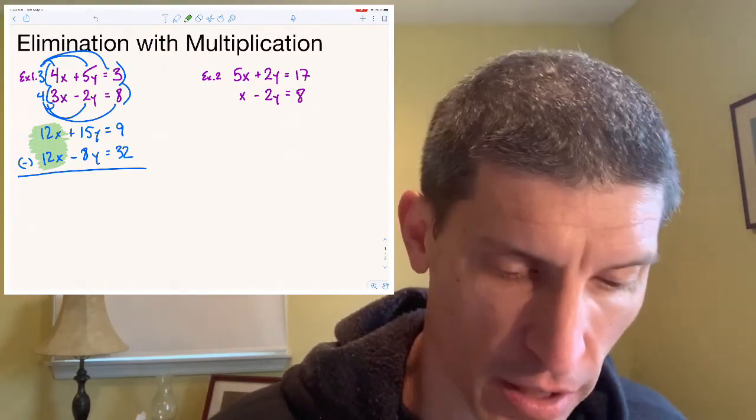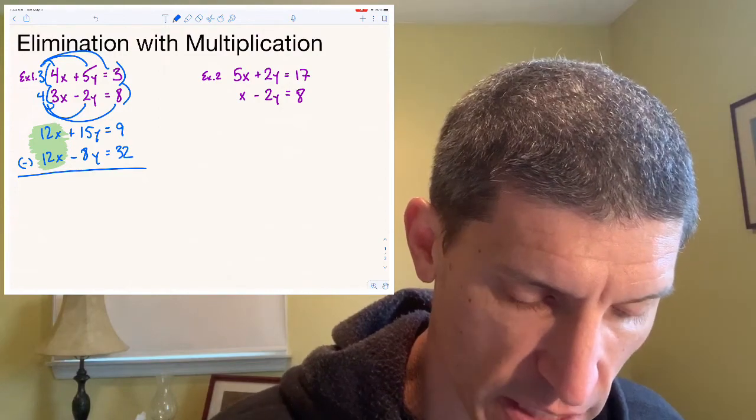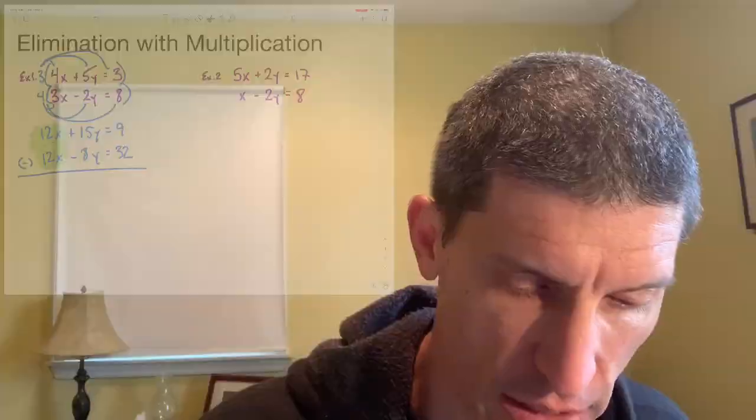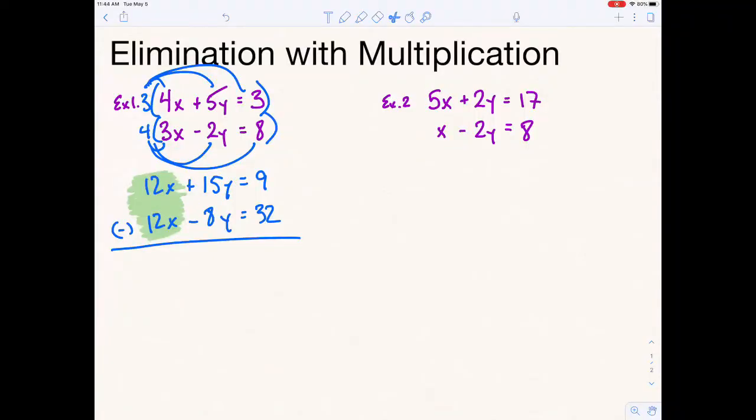So I could have picked a bigger highlighter, but here we go. 12x take away 12x is 0x. I'm not even going to write it because the whole point is to eliminate. Next, I'm going to go ahead and move this over. 15y minus negative 8y, 15 plus 8, so that's 23y.